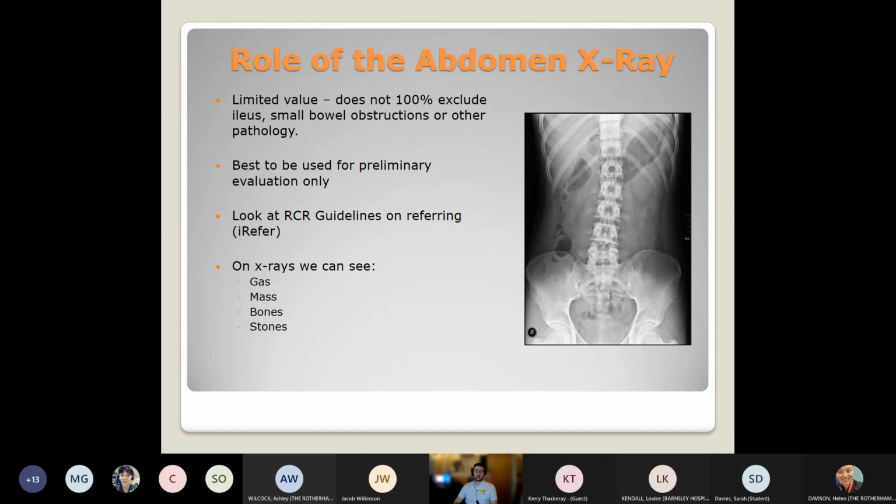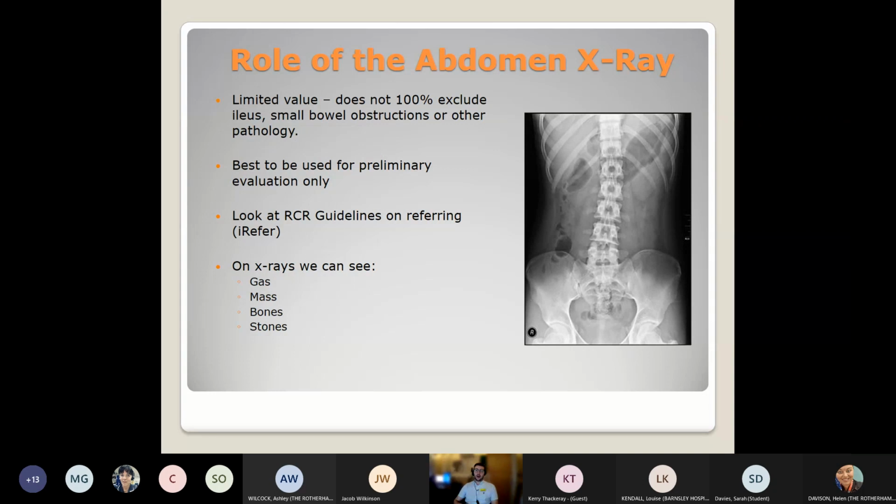First thing I want to say is that abdomen X-ray is of quite limited value, so we don't see as many X-ray abdomens as we used to do. Obviously, X-rays are the cheap option compared with ultrasound and MR and the like. But the problem is that they don't 100% exclude a lot of these pathologies that we're going to be talking about. So things like small bowel obstructions, ileus.